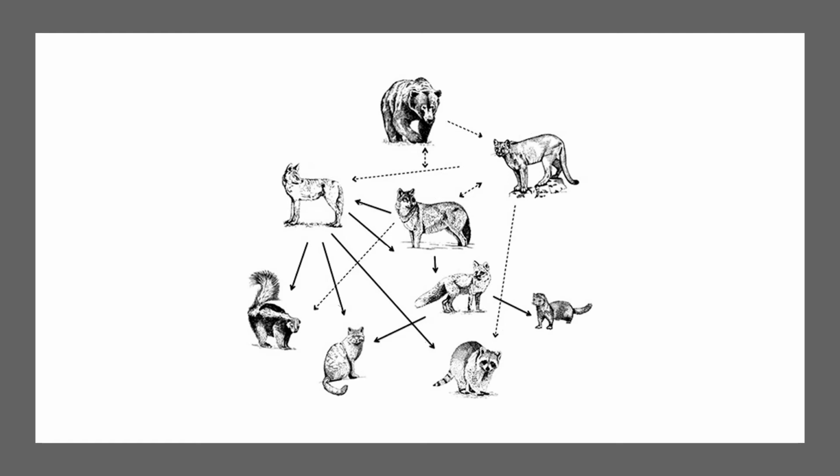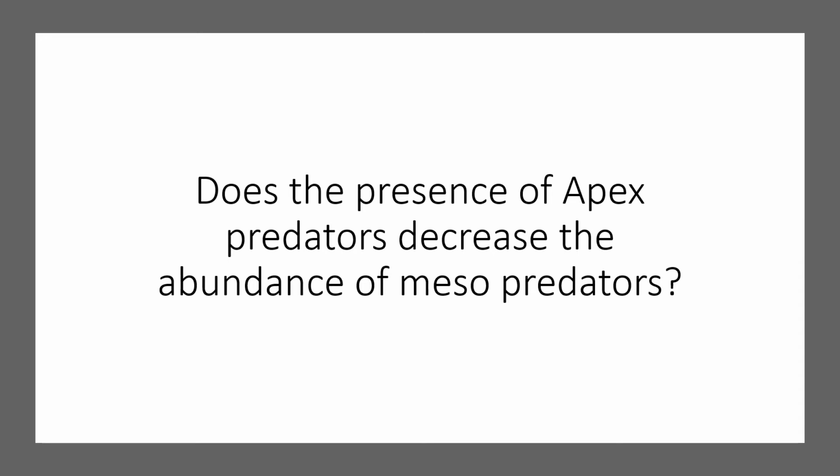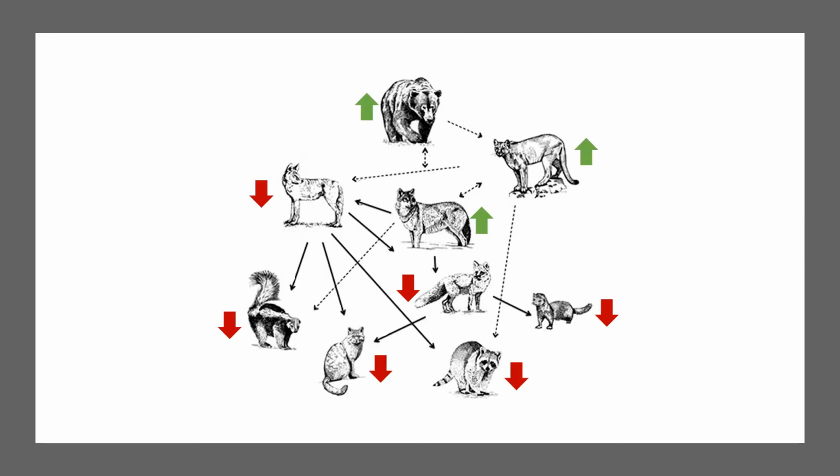Because of this, our research has set out to answer this question. Does the presence of apex predators decrease the abundance of mesopredators? Specifically, we predicted that as the abundance of apex predator species increased, the general abundance of mesopredators present would decrease.